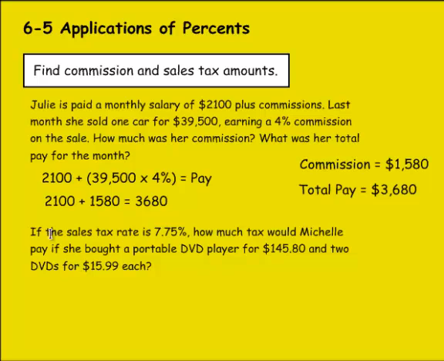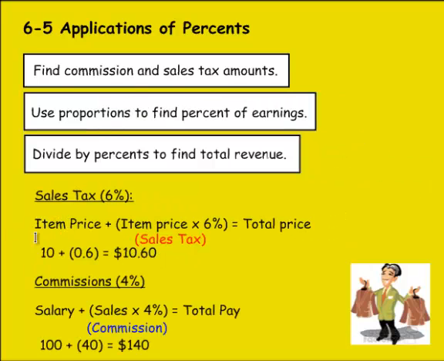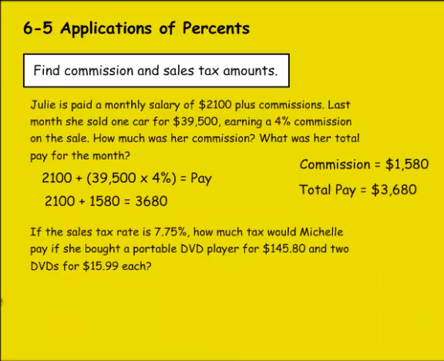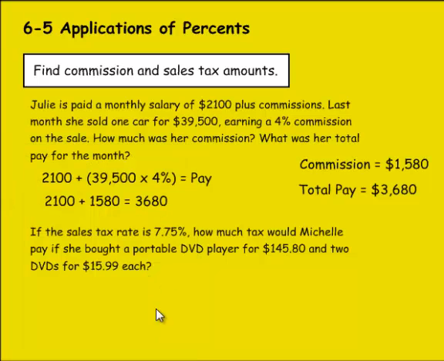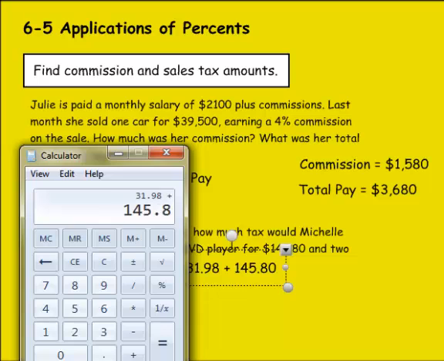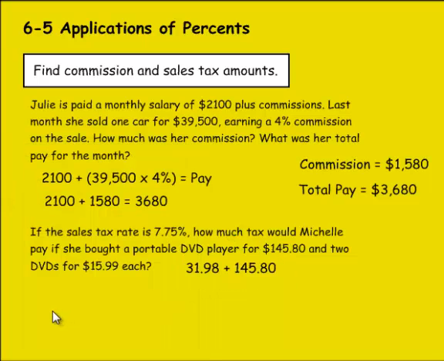Now a sales tax one. If the sales tax rate is 7.75%, how much tax would Michelle pay if she bought a portable DVD player for $145.80 and two DVDs for $15.99 each? Well, first we need to find the total item prices. Then we need to multiply them times the sales tax. So I see it's one DVD player and two DVDs. So we need to find the amount of two DVDs and one DVD player here. So DVDs was $15.99 times two of those, $31.98 plus $145.80. Let's add those together. That'd be $177.78. So that's our item price.